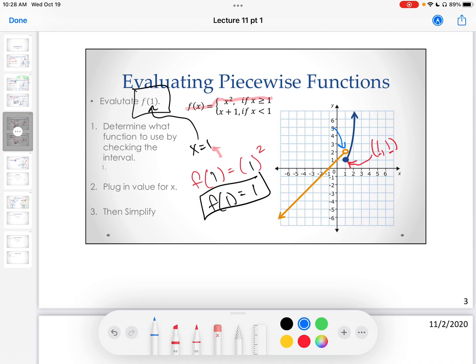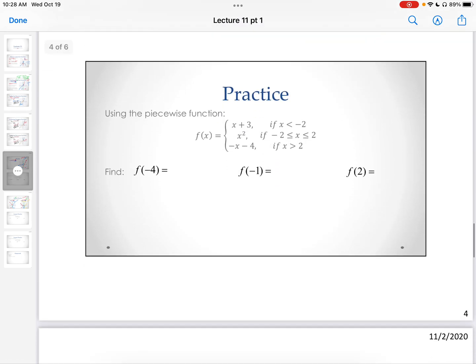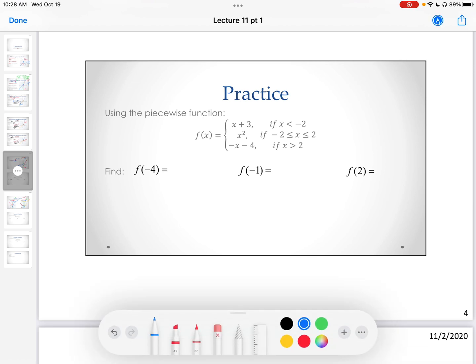Okay? So the rest of these here are just going to be practice. So pause the video, try this one on your own, see if you can answer those for us. Okay, so we got f of -4 equals.